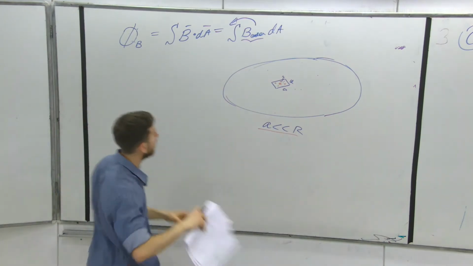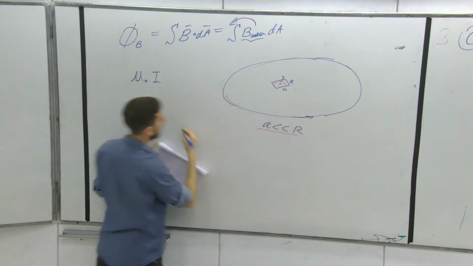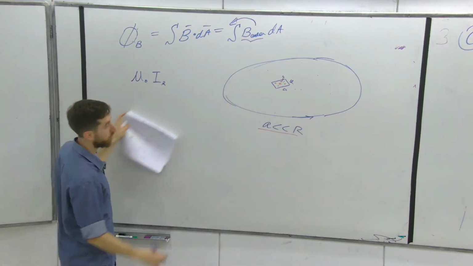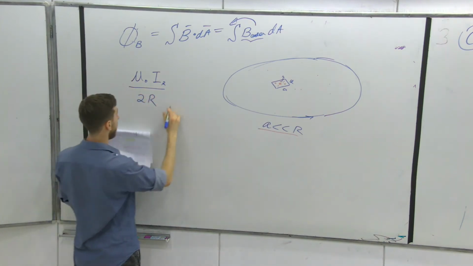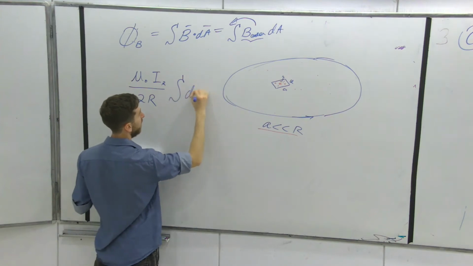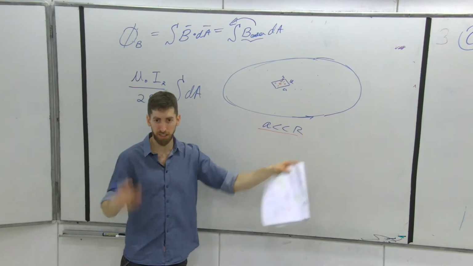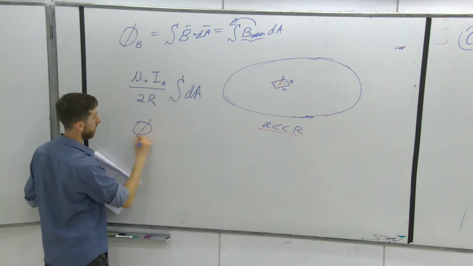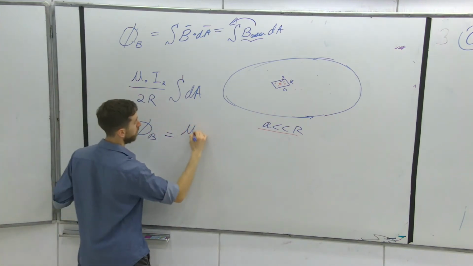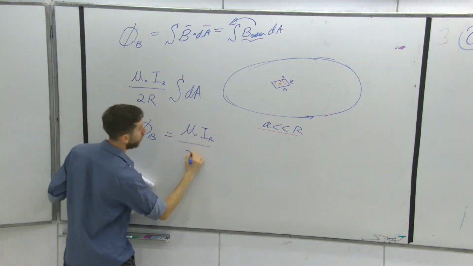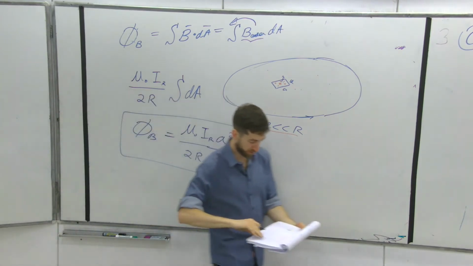Somebody can read it to me? Mu zero, I, but what I, this I, right? Let's call it I_R, which means the current of the ring, okay? I_R over 2R. Perfect. And now we have to find the area of the frame, which is a given, right? It's a multiplied by a. So phi B is actually equal to what? To mu zero, I of the ring, over 2R, multiplied by a squared. We found the flux. Perfect.